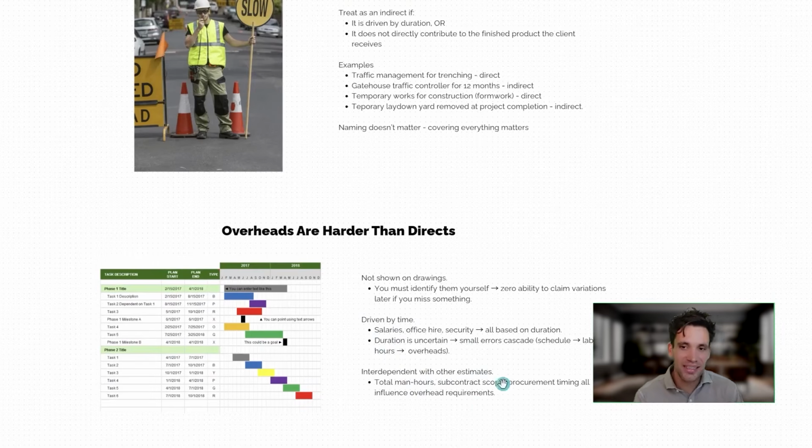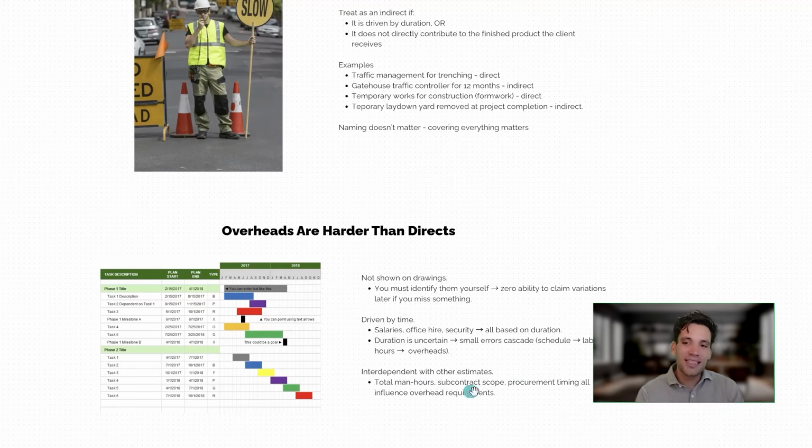The other reason I think estimating indirect costs accurately is very challenging is that often they are driven by time. Your project manager's salary is a function of the project duration. The duration of any project is more uncertain than the cost. Small errors in your schedule, the way you link tasks, the lead time for different items will drastically change the overall duration, which has this cascading impact on your indirect costs.